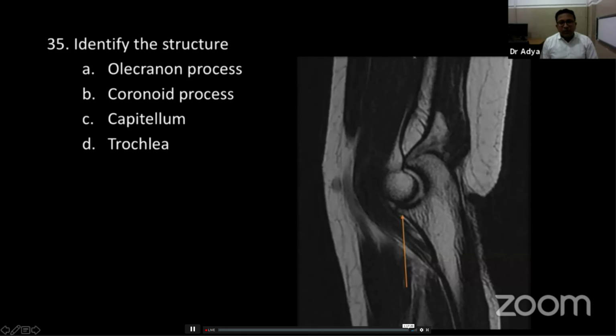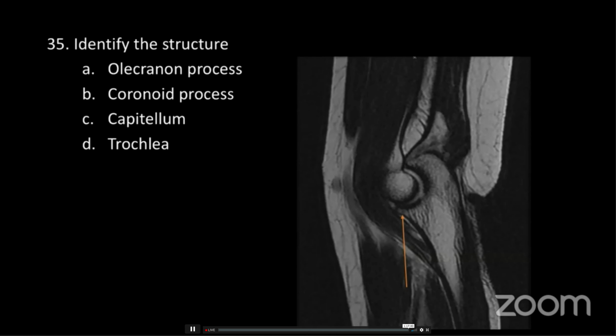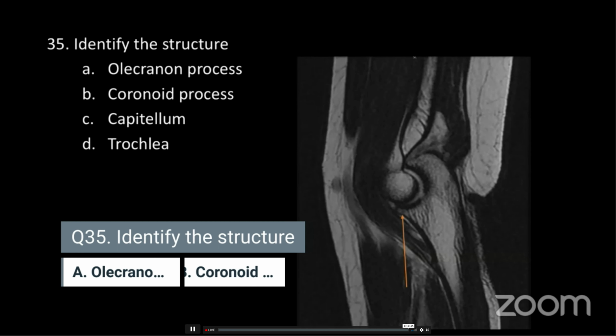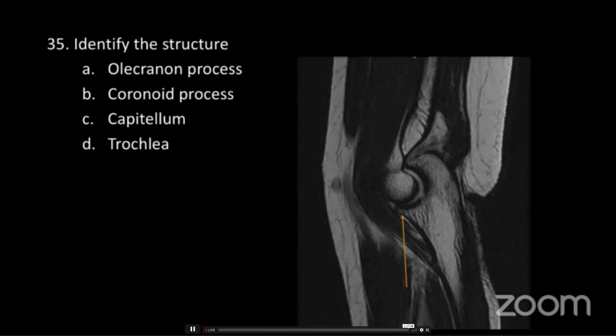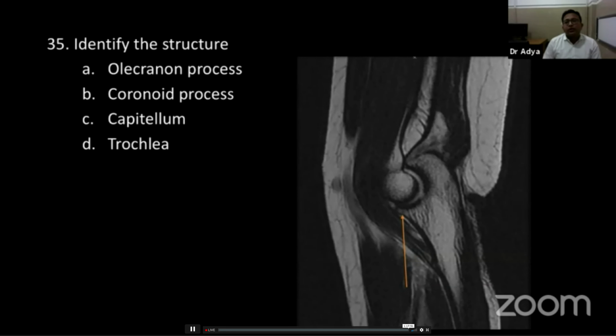A, olecranon process, B, coronoid process, C, capitulum, D, trochlea. We are live, sir. Ending the poll, sir. So 100% of people are saying it's option B. Yes, that is what I expected. So it is the coronoid process. This in fact was a full toss question, which needed to be hit for a boundary.